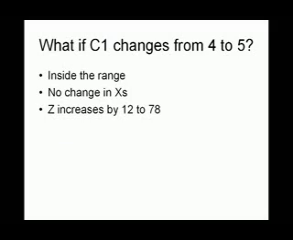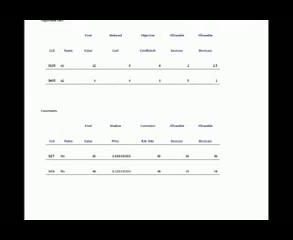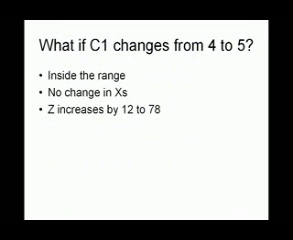So, let's look at the report. What if C1 changes from 4 to 5? Okay, we're currently at 4, the allowable increase is 2. So this change is within the allowable increase. Therefore, there's no change in the x's. We're still going to produce 12 tables and 6 chairs, but the z is going to increase by 12 to 78.